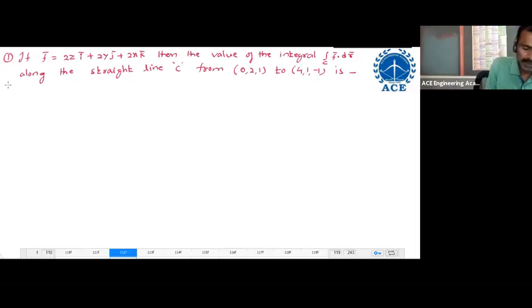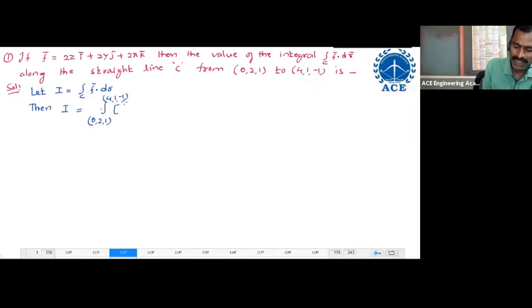Okay, let us do this problem. Let I equal the integral over C of f bar dot dr bar. Then I equals the integral from a to b; we write the points directly, integral 0 to 1 to 4, 1 minus 1.